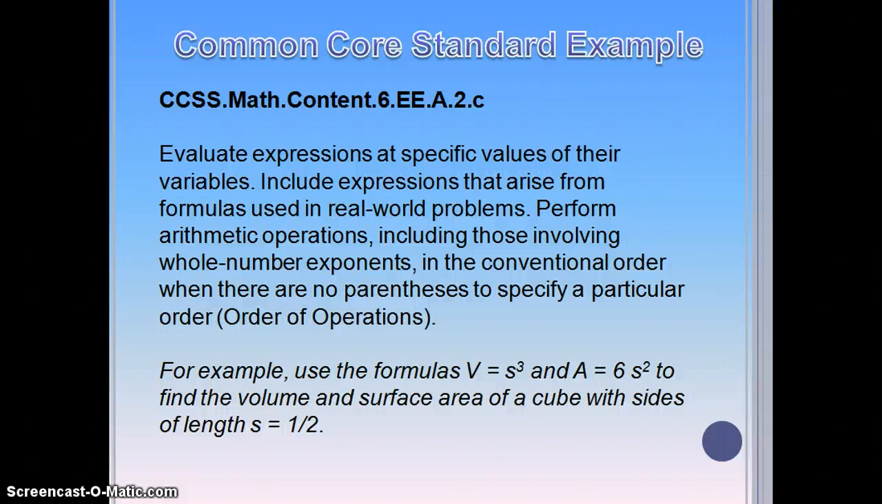This is an example of a Common Core math standard. I use these as a base to build my lessons off of.